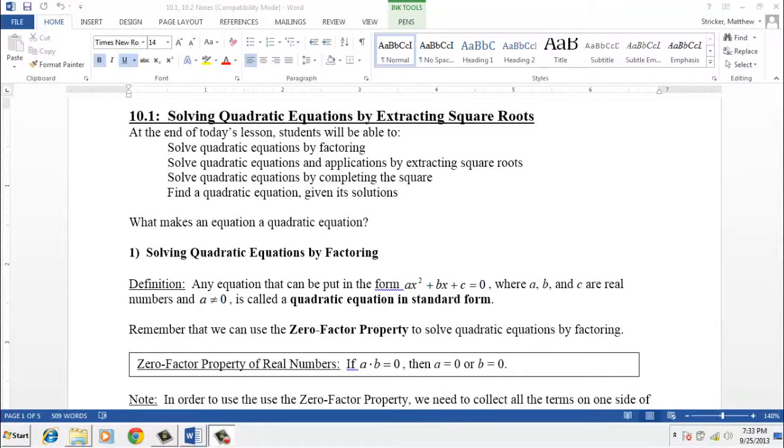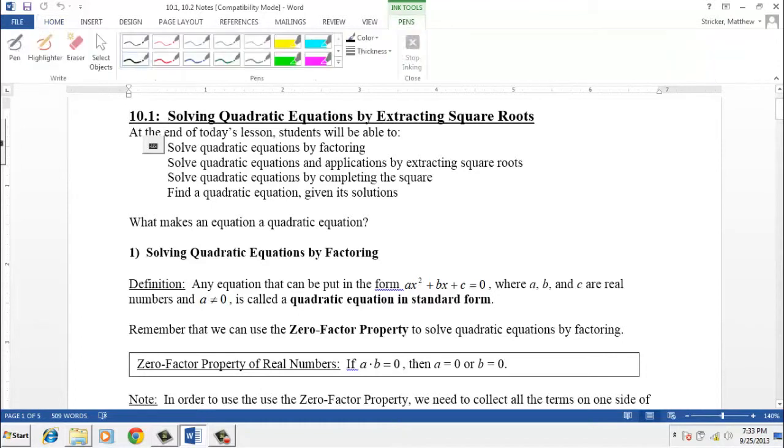Hello, this video covers section 10.1 from your textbook. We have already learned one way of solving quadratic equations. We should all remember that we've talked already about solving quadratic equations by factoring, but we're also going to talk about two new methods for solving quadratic equations. So let's go ahead and get started.